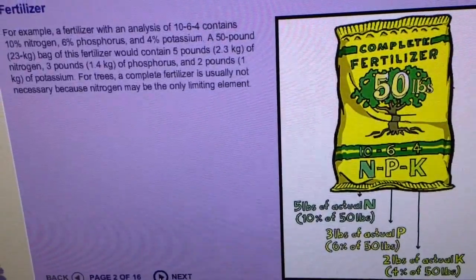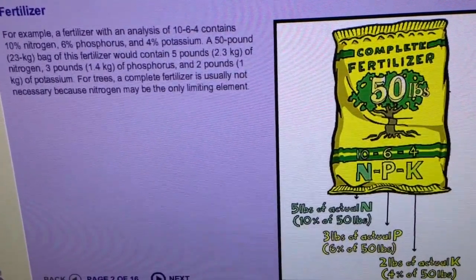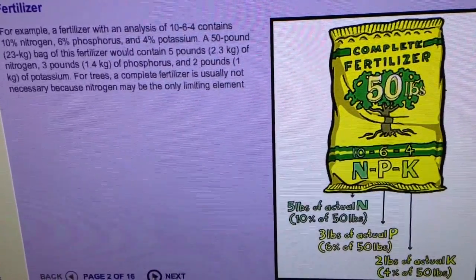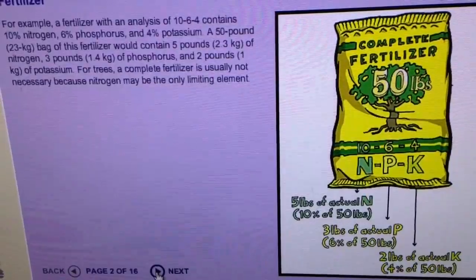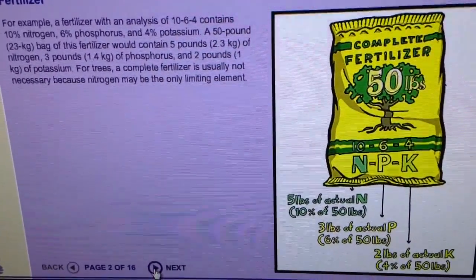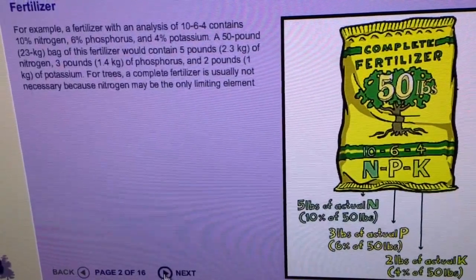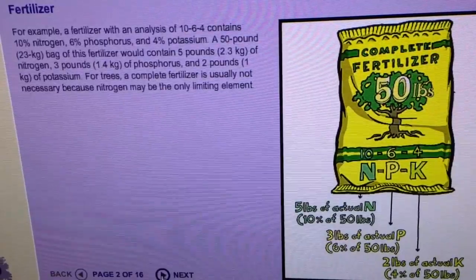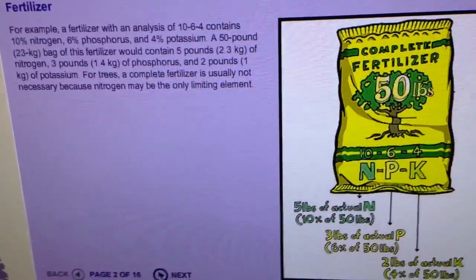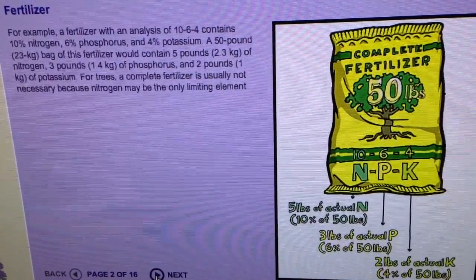For example, a fertilizer with an analysis of 10-6-4 contains 10% nitrogen, 6% phosphorus, and 4% potassium. A 50-pound (23-kilogram) bag of this fertilizer would contain 5 pounds (2.3 kilograms) of nitrogen, 3 pounds (1.4 kilograms) of phosphorus, and 2 pounds (1 kilogram) of potassium. For trees, a complete fertilizer is usually not necessary because nitrogen may be the only limiting element.